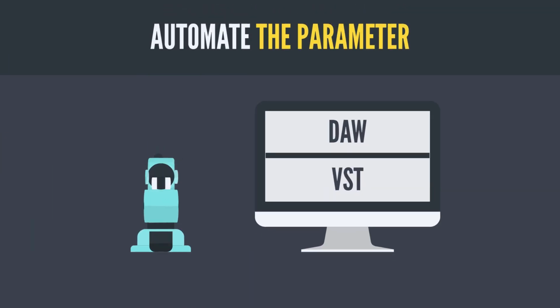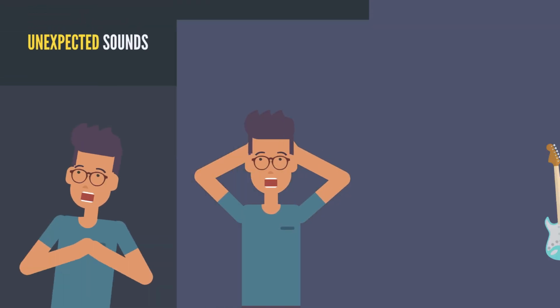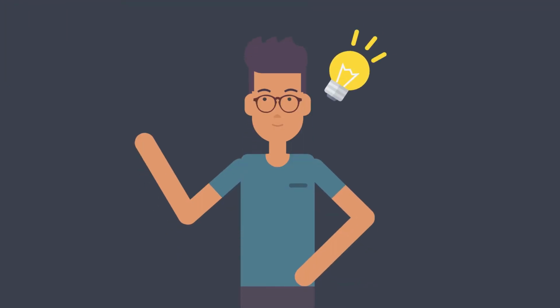Automation gives us the possibility to automate nearly every parameter in your DAW or VST over time to create unexpected sounds, tension, or space for other instruments. To get a better understanding of what automation is, we should take a look at an example.